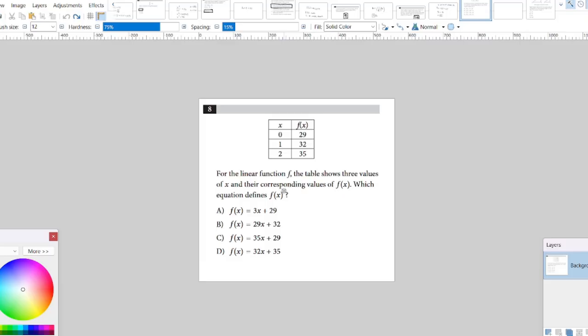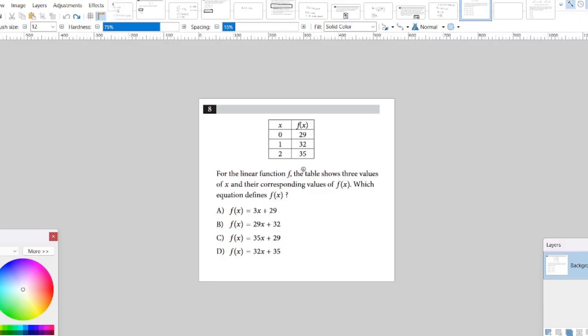First of all, what is a y-intercept? A y-intercept is the value of the dependent variable, or f of x in this case, whenever the independent variable, or x, is 0. So when x is 0, the value of f of x is equal to 29. Therefore, the y-intercept must be 29. We can see that the y-intercept is 29 in choices A and C. So we've narrowed it down to either A or C.